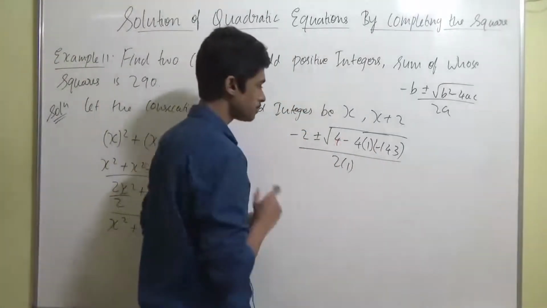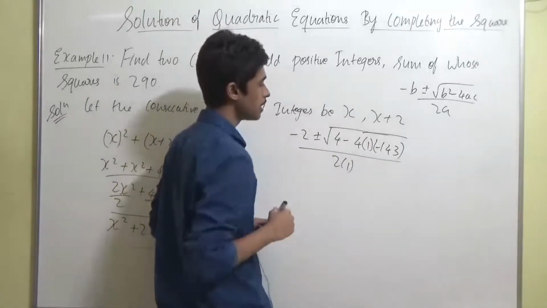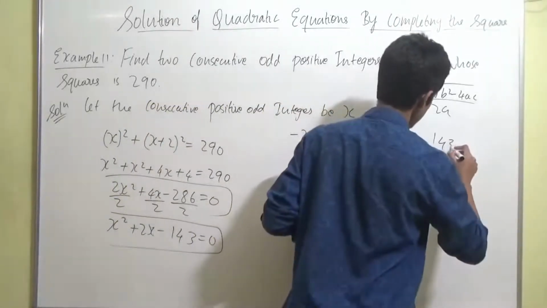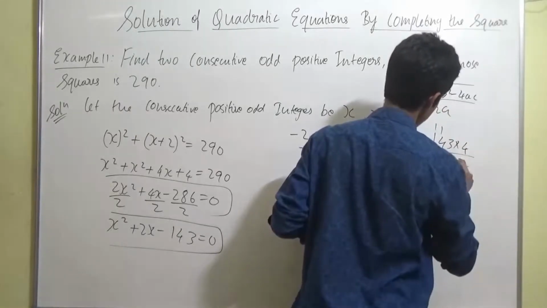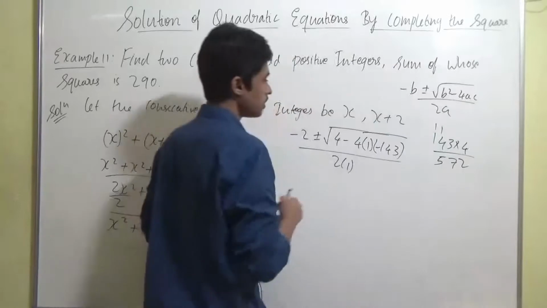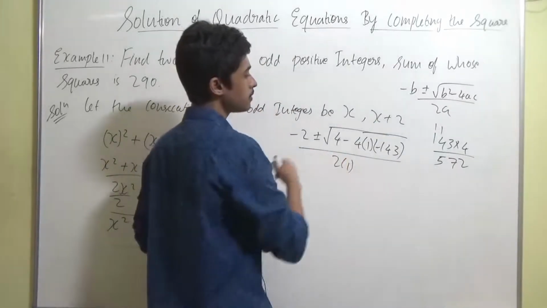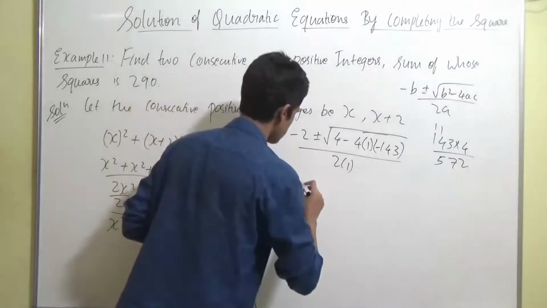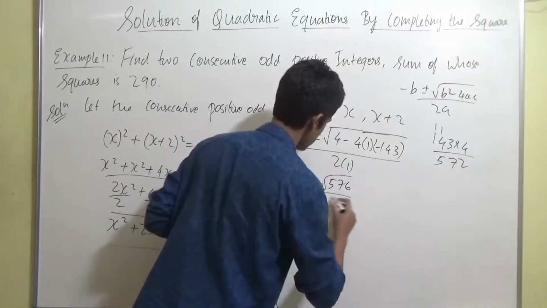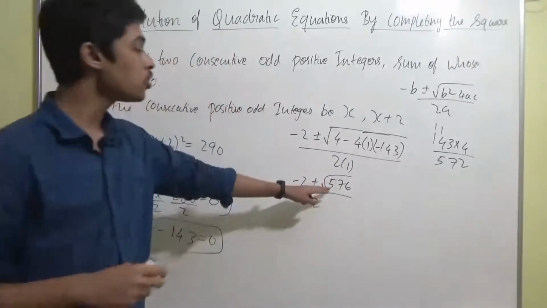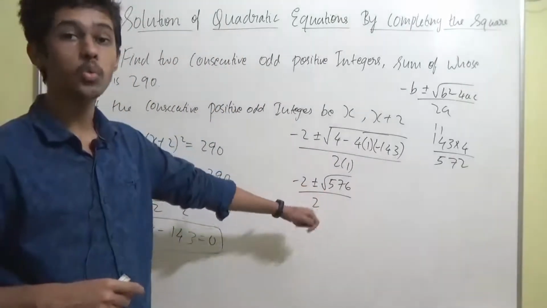Now what will we do? Here minus into minus becomes plus. Now let me do this multiplication. This becomes 143 into 4, which is 572. 572 plus 4 becomes 576. So it will become minus 2 plus or minus root of 576, by 2. Getting it, guys? Now the root of 576 is equal to 24.